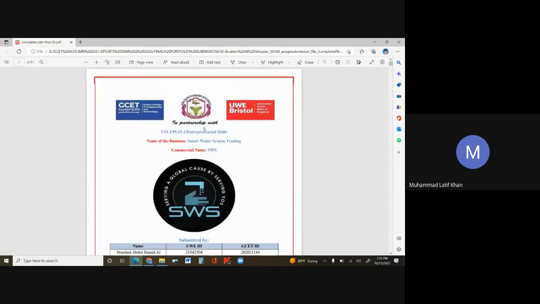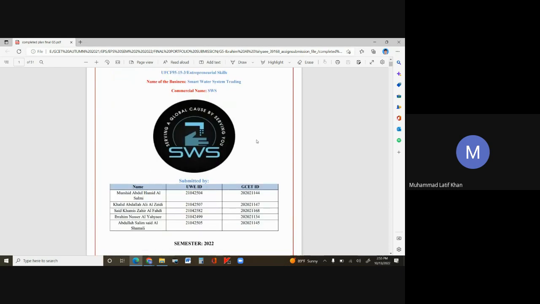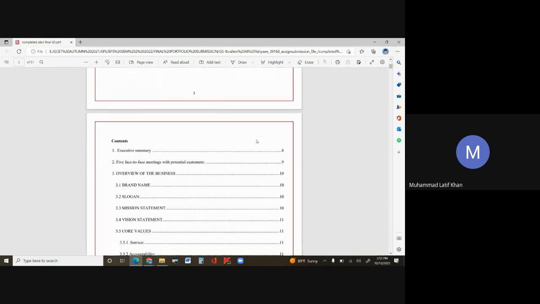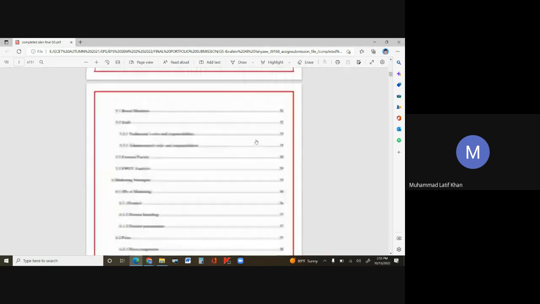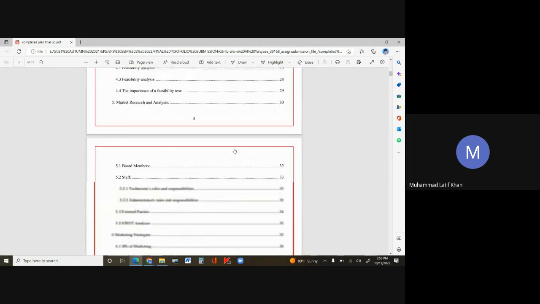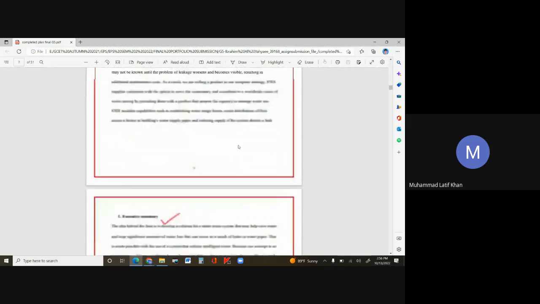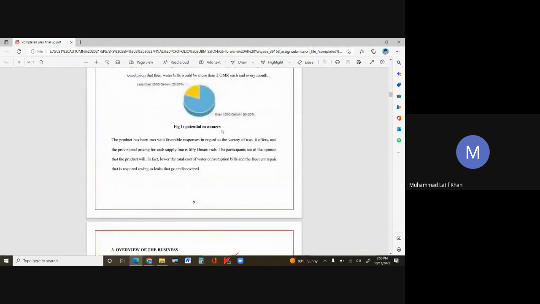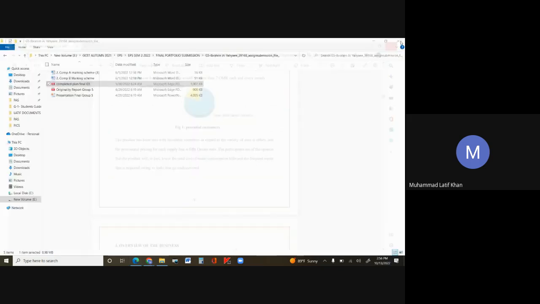This one is about the name of a business, Smart Water System Trading. So it's about water, and they are providing water to Oman. So they have discussed this one over here, and I'm not sure how many marks they secured. It's looking like a good one. Okay, I will upload two or three other samples to the Moodle also, so you will have a better idea of different samples. Okay, you got my point?